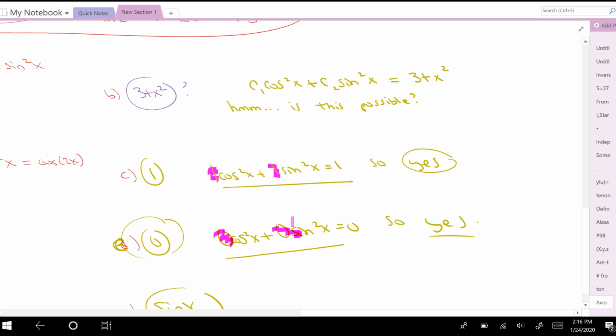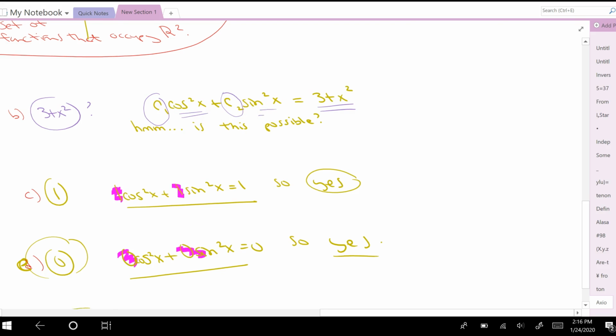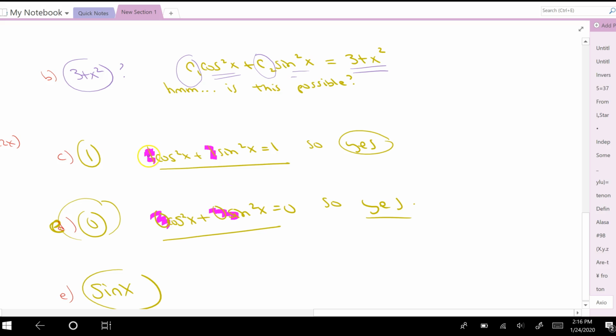B, I am going to do it out with you. The question is, is it possible to get a combination C1 times cos squared x plus C2 times sine squared x that equals 3 plus x squared? This one requires a little bit of thinking outside the box. What we're trying to search for here is C1 and C2, and the choice for C1 and C2 is true for all x values, correct? Like look down here. C1 and C2 are 1 and 1 no matter what the angle x is.